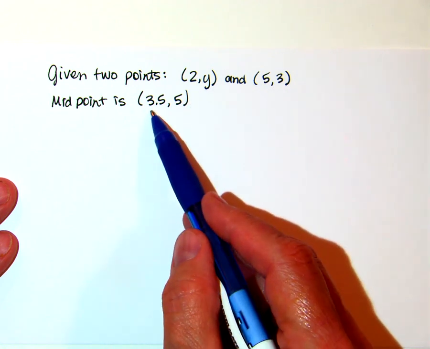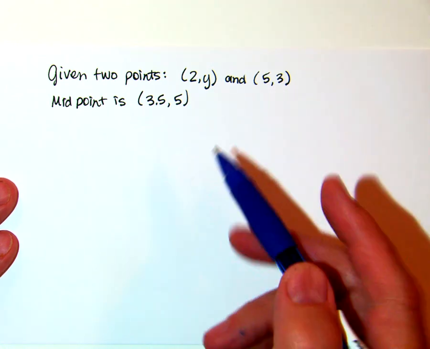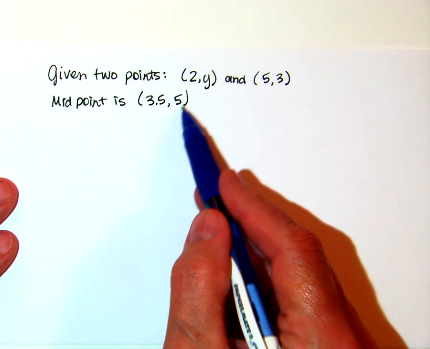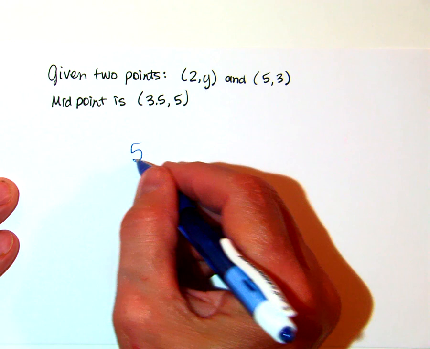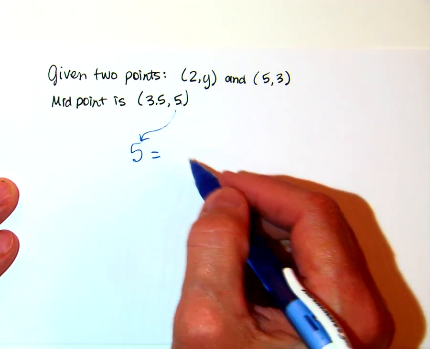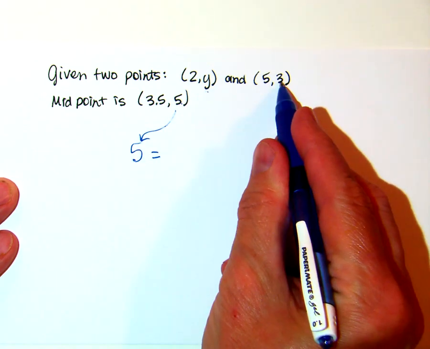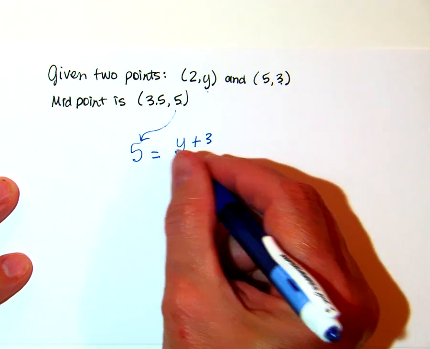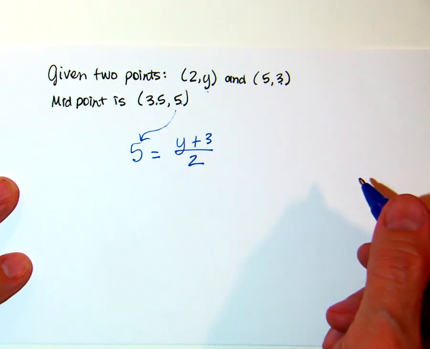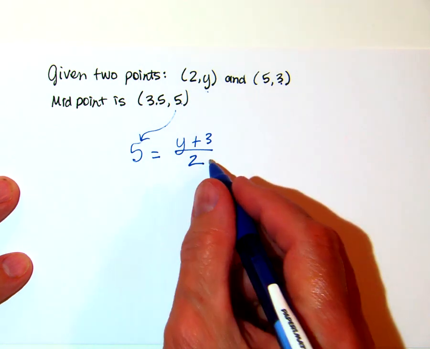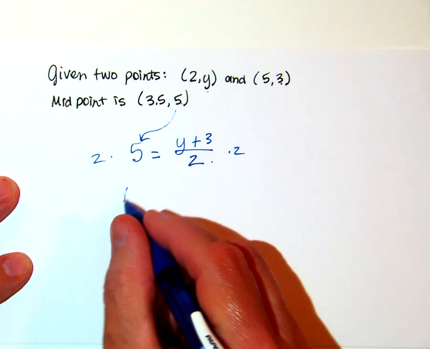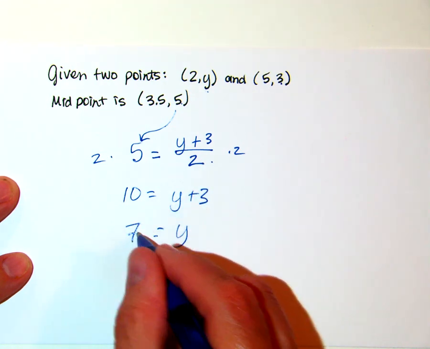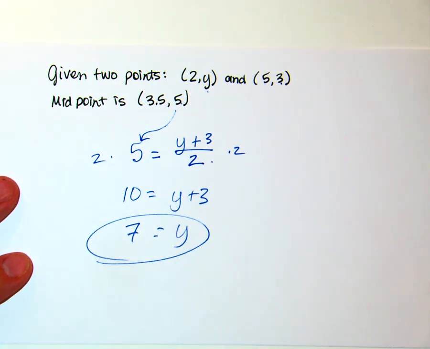Okay, so that's right. So to do the y value, it's going to be equal to the y value of the midpoint, 5, is equal to the average of the y values of the 2 points, y plus 3 over 2. Just solve that, second week of algebra, times 2 on both sides. 10 equals y plus 3, y equals 7. So that's your missing value.